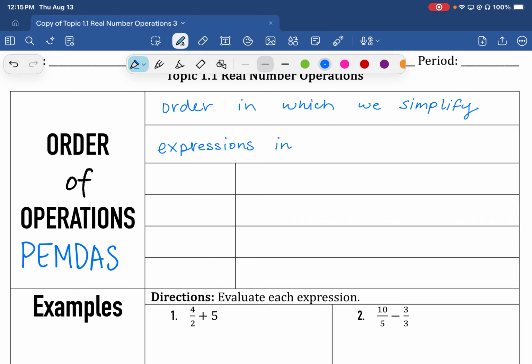Now, we're going to talk about what each of these things stands for and do a couple of examples, and then we're going to do our activity for today. So, what does the P in PEMDAS stand for?